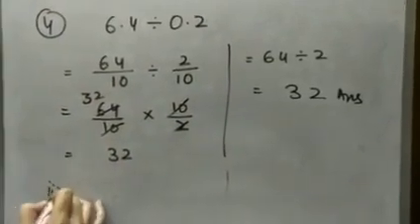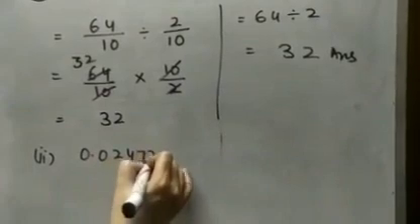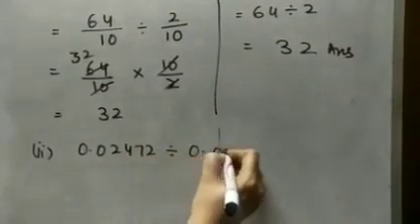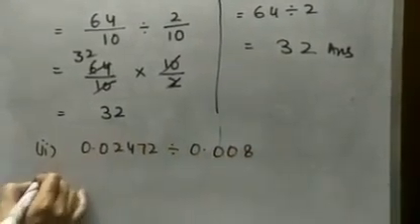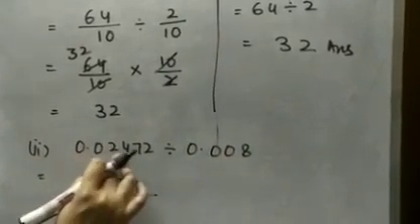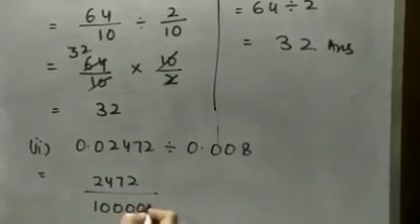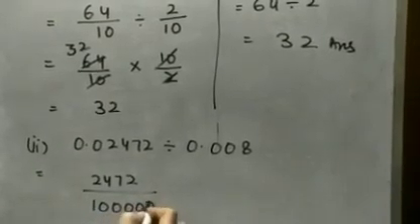I am taking one more example. 0.02472 divided by 0.008. The first method is to remove the decimal. How many digits do we have? 1, 2, 3, 4, 5. So we are having 5 digits in the numerator, 5 zeros.